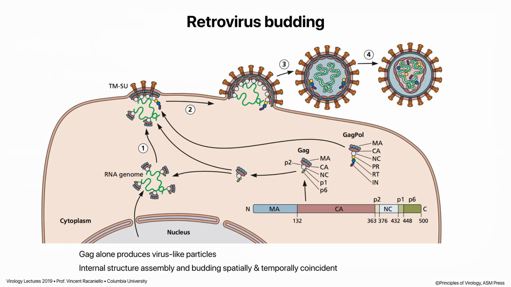Now you even have the formation of what looks like a particle, but this is not infectious, step 3. This is not done yet because the proteins haven't been arranged properly. We have all of the matrix protein is there, the capsid is beneath it, but it's just a spherical shell. We have reverse transcriptase and integrase and protease. Those are brought in when the GAG translation keeps going.